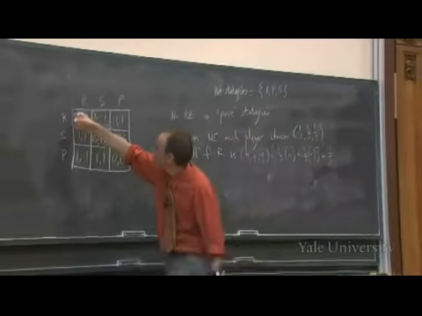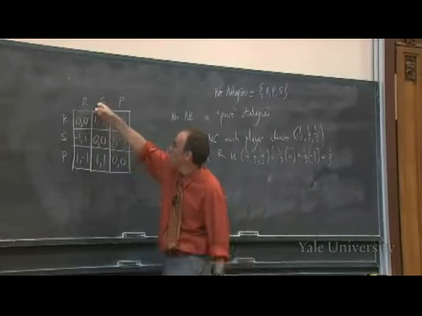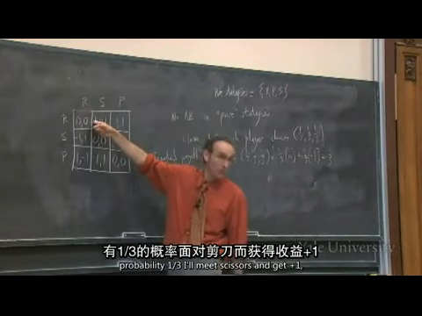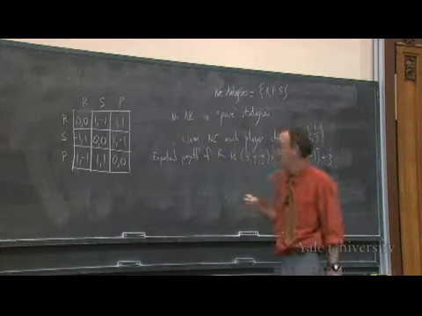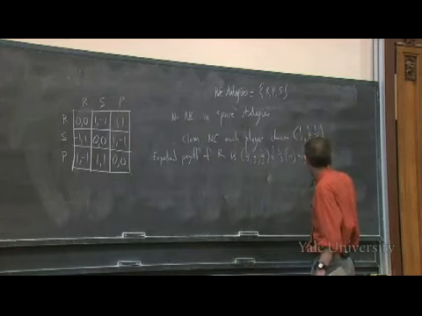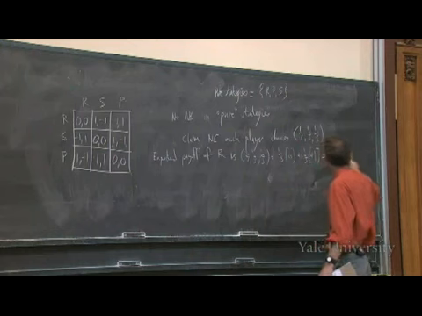Let me start again. Probability a third, I'll meet rock and get 0. Probability a third, I'll meet scissors and get +1. And probability a third, I'll meet paper and get -1. Is that right this time? That's +1, and that's -1.